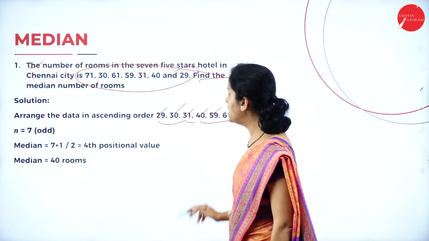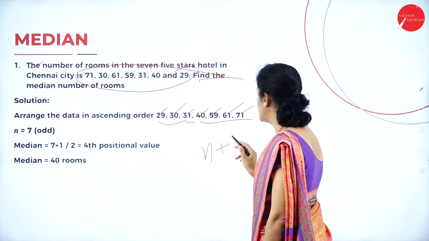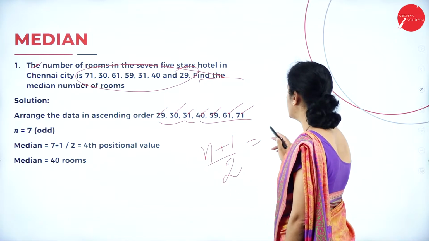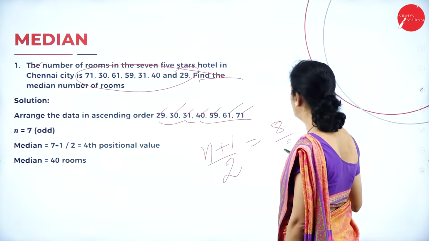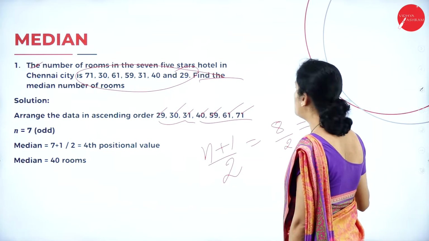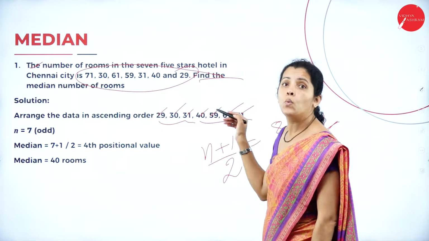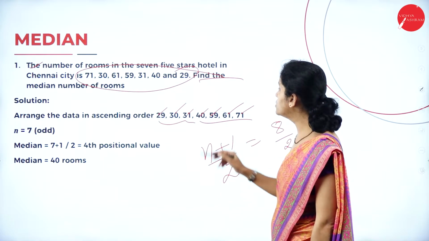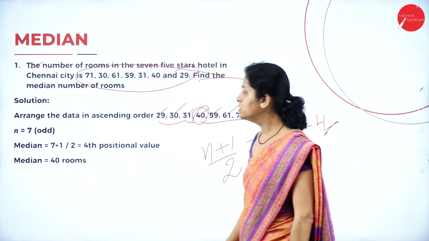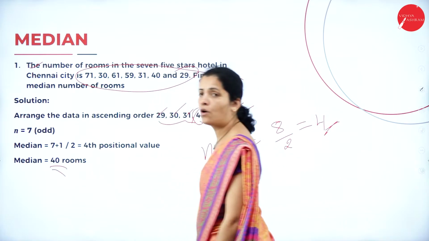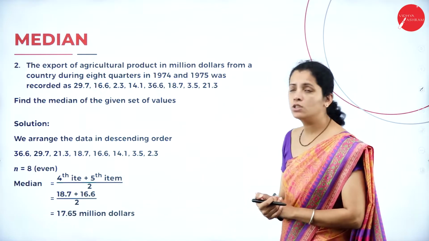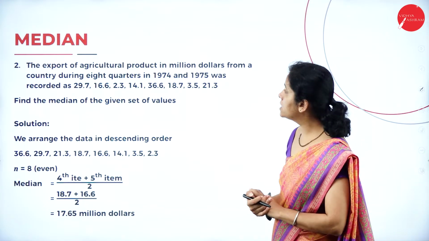Then what is the formula? n plus 1 divided by 2, that is 7 plus 1, 8 by 2. So what is the value? 4. And which value is present at position 4? That is 40. So what is the median? That is 40 rooms. Now dear student, I am going to have another example.